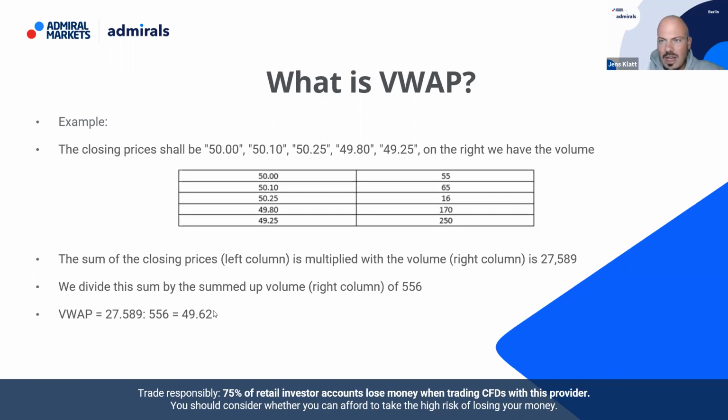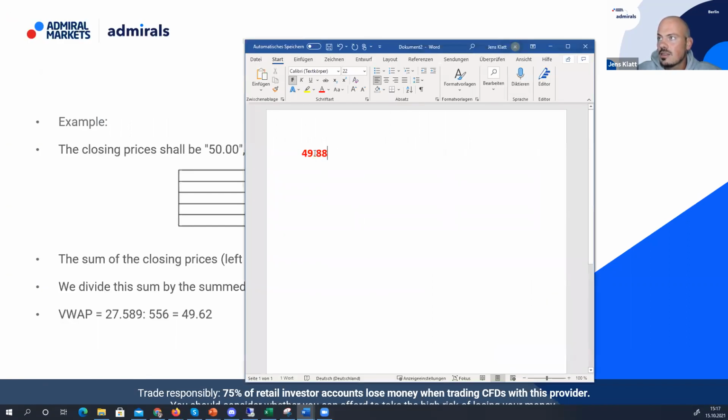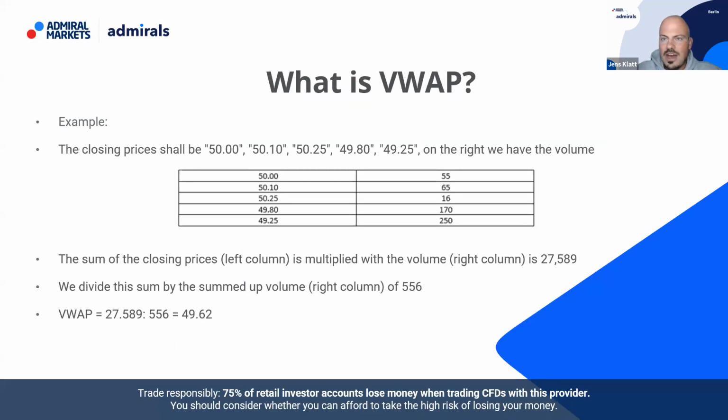Now you might wonder how this is possible. Well, it's obvious: why is the VWAP in this case significantly lower than the simple moving average we calculated? Remember, the simple moving average was 49.88, and here the VWAP is 49.62. So why is that? The main reason is very simple: more volume was done at a lower price.